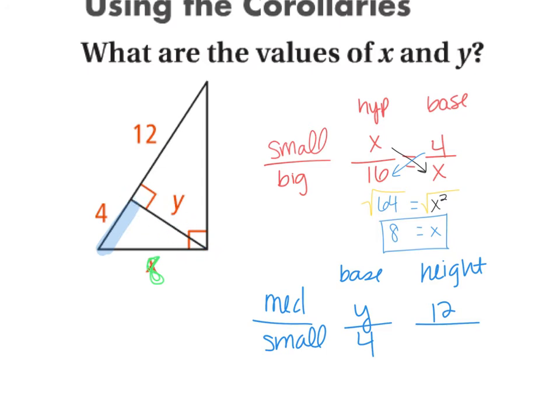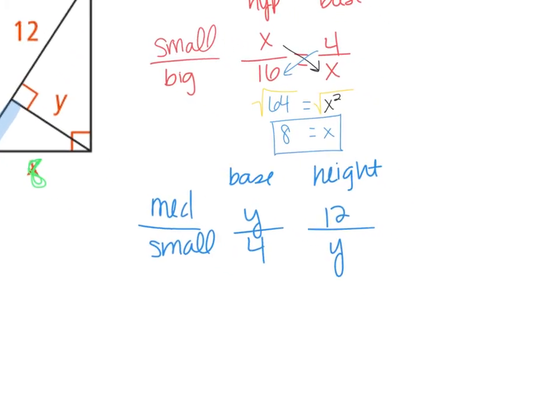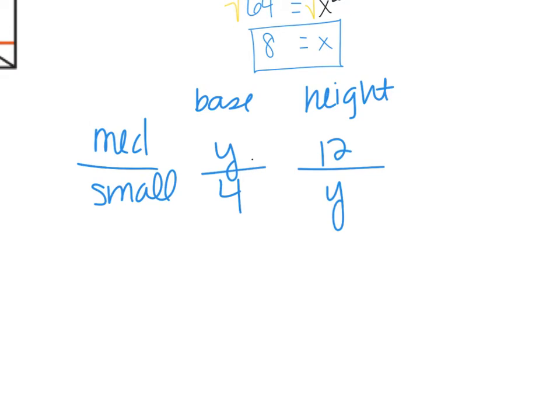So the height of the small triangle is y. Okay, so now let's go ahead and solve it. I'm going to multiply diagonally. So y times y is y squared. 4 times 12 is 48. Okay, so now let's take the square root of both sides.